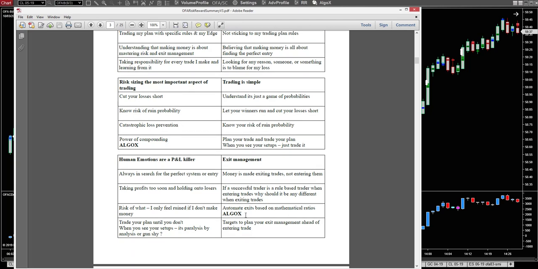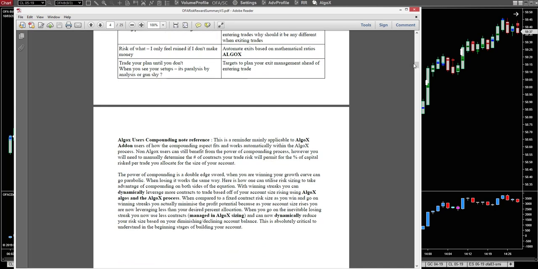As I alluded to earlier, this has been designed for all users. There's a couple of features here based on compounding, which I have addressed in the document. AlgoX will automatically calculate your number of contracts based on a percentage of your account, and thus it helps with the compounding process, which I've mentioned down here. So I won't spend too much time on this. You can read about this.